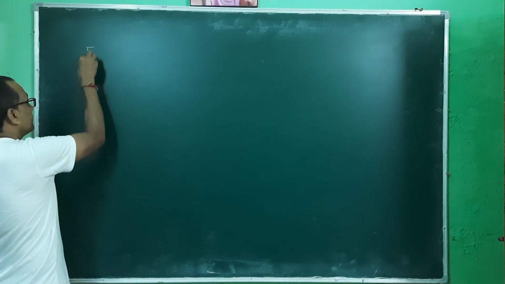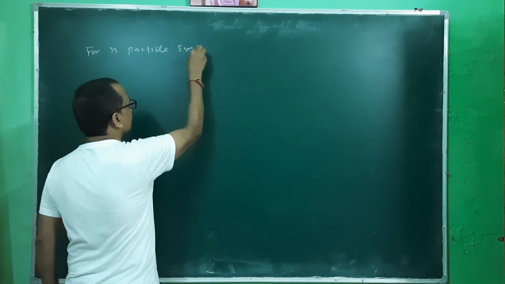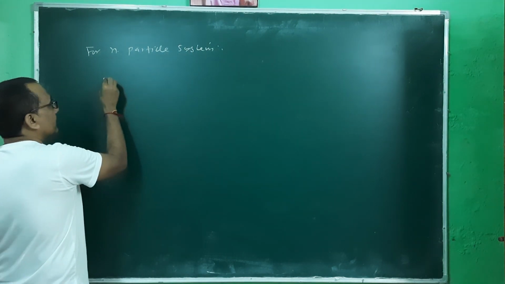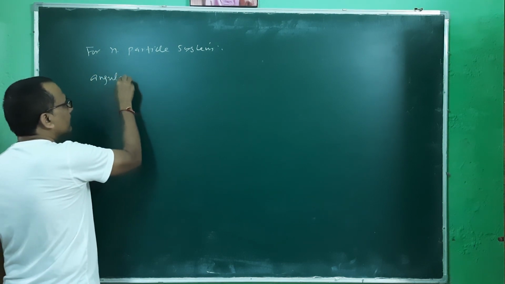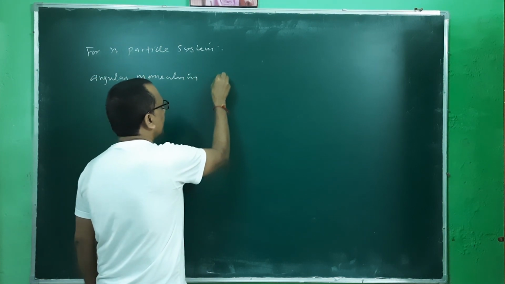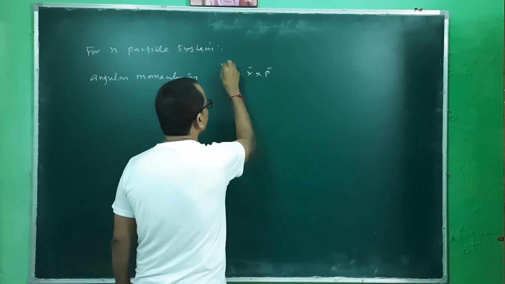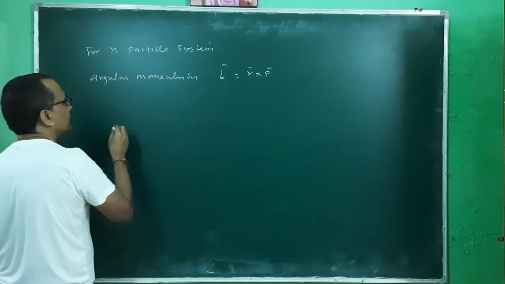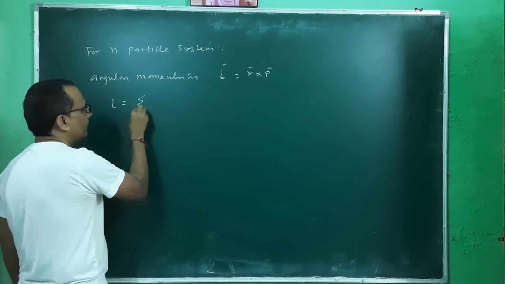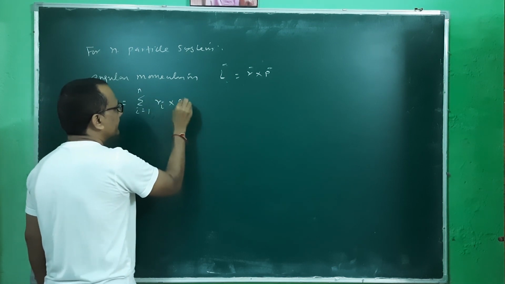So for an n particle system, the angular momentum L is equivalent to R cross P. So this will be L is equivalent to the summation of i equal to 1 to n of R_i cross P_i.